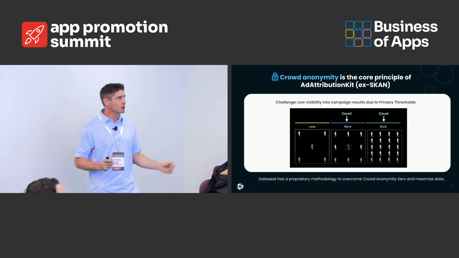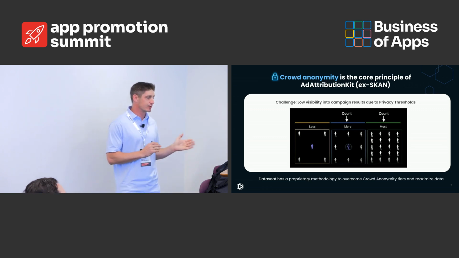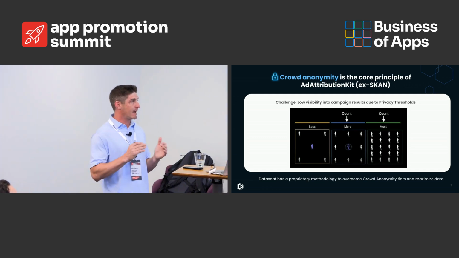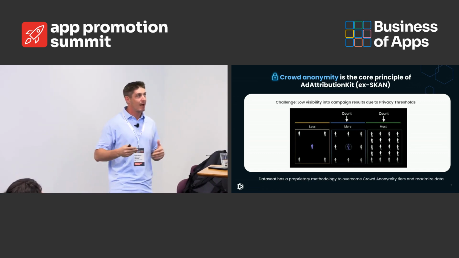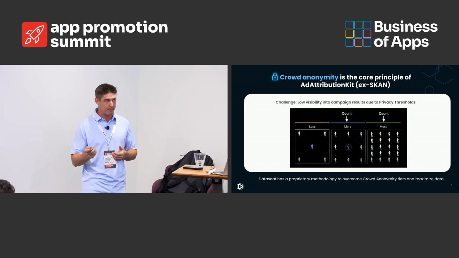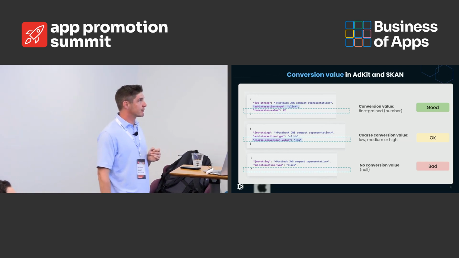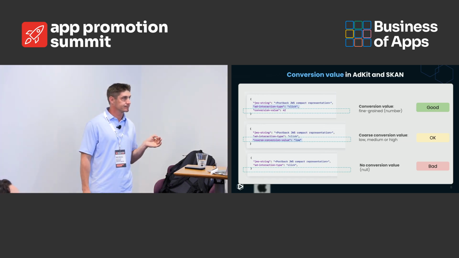So a low level of crowd anonymity basically means that you have a very low number of installs within a 24-hour period within your campaign. Can't really hide in a crowd that well, right? So Apple says if that's the case, too risky, we're withholding campaign information from the postback. As you climb the ladder and you get more installs within that 24-hour period within your campaign, Apple will release more and more campaign information within the postback. So this is a good example of crowd anonymity playing a part within conversion value, okay?